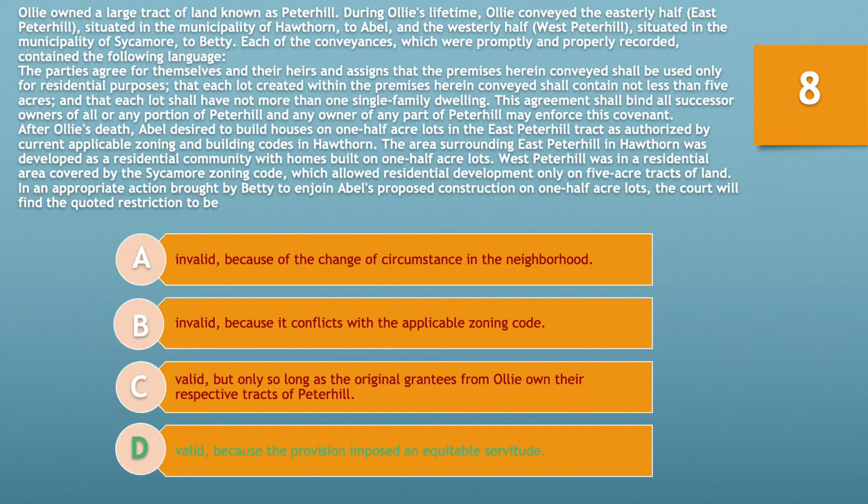That being said, let's look at the language. Remember, the language says any and all subsequent owners as well, heirs, etc., etc. So the contract carries with it to new purchasers. So as a result, C is invalid because the change of ownership would not affect the contractual obligation.